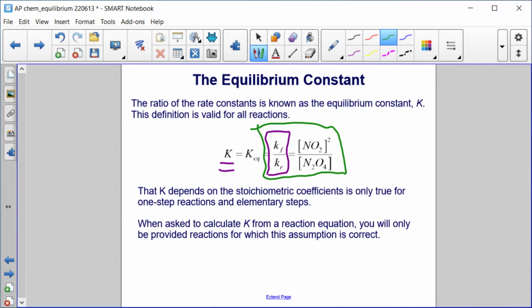Now, in our kinetics unit, we had talked about how these rate laws had to be derived experimentally. And now in this unit, we're using these stoichiometric coefficients. So here's an important thing to note. The K, the equilibrium constant, depending on the stoichiometric coefficients is only true for one-step and elementary reactions. So we're going to assume that when asked to calculate K from a reaction equation, we're only going to be provided reactions for which this assumption is correct.